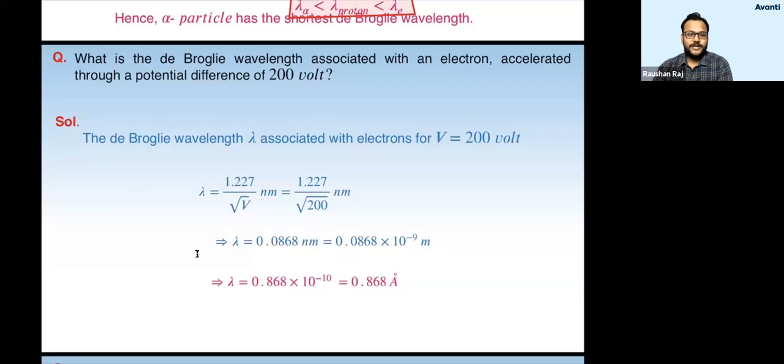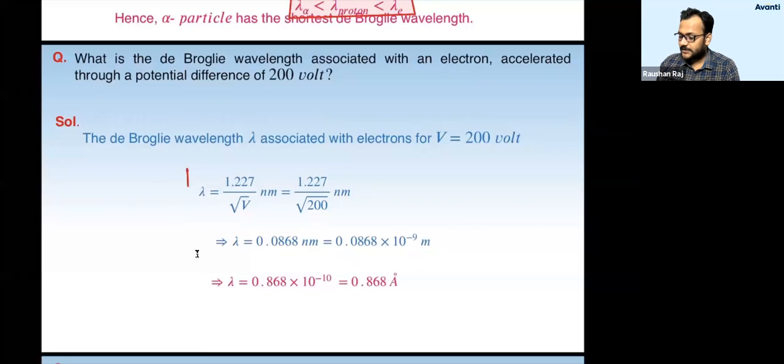तो बच्चा सिर्फ वैल्यू तो पुट करना था, right? You have to just put the value. Yeah, no problem Ganesh, it's okay. So you just have to put the value of V as 200, take the square root and get the answer. So 0.868 into 10 to the power minus 10 will be the correct answer. All right. Achha, one thing is very important here, which most of the students will actually miss out. वो miss out क्या करते हैं पता है?